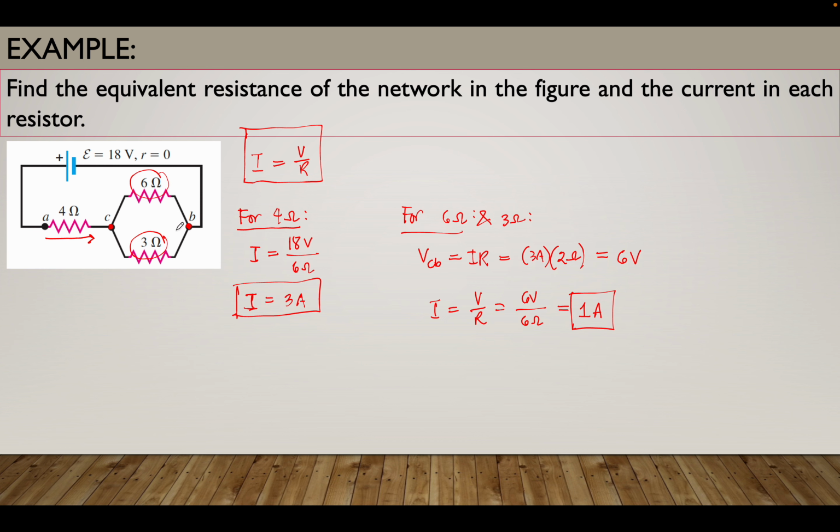Kaya again, nakaparallel man silang duha. So for 4 ohms, ang niagi sa iya nga current is equal to 3 amperes. But pag abot na dahil diri sa point C to point B, since nakaparallel silang duha, ang ilaang current will be same, which is equal to 1 ampere. So that is how we would solve for the equivalent resistance as well as the current for each resistor.